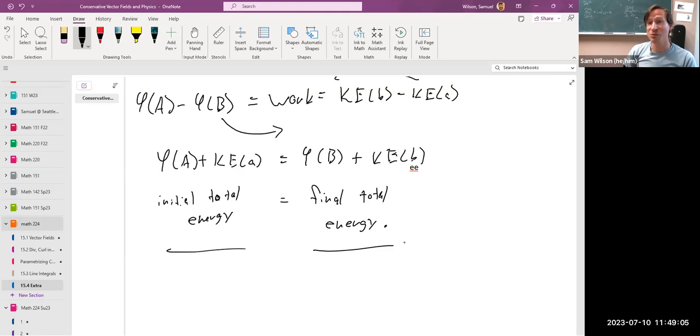Now, as far as we can tell, all of the fundamental forces in the universe are conservative, which means that energy is conserved universally. There are some caveats to that involving general relativity, but at least in special relativity, energy is conserved.